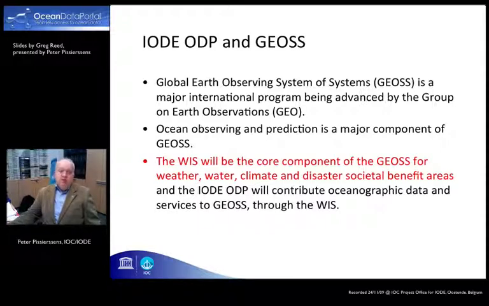A small brief word about GEOSS, the Global Earth Observation System of Systems, which we all know about. Ocean observation and prediction is a major component of GEOSS. The WMO information system will be the core component of GEOSS for weather, water, climate and disaster societal benefit areas. And so, because ODP is linked to the WIS, ODP will also contribute to GEOSS.